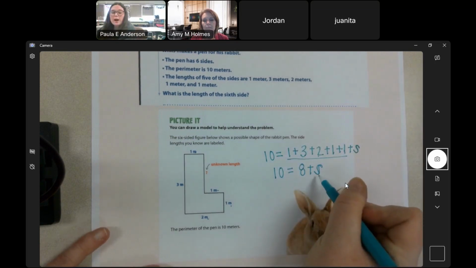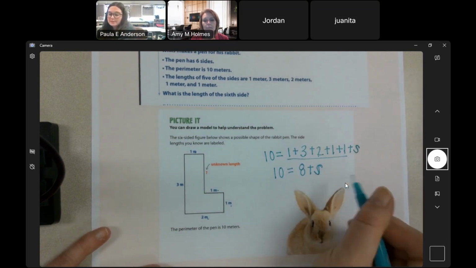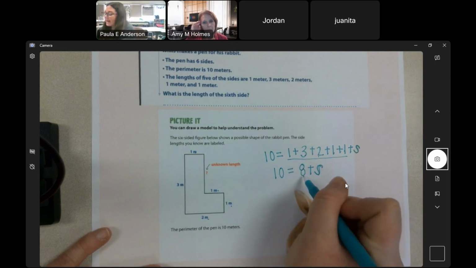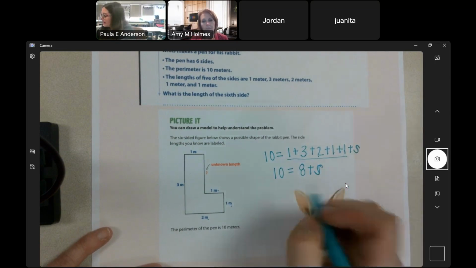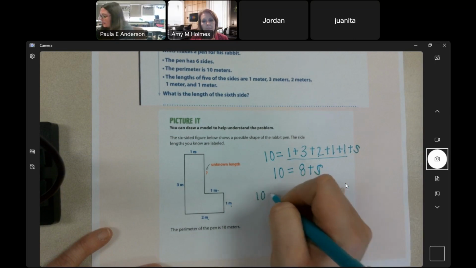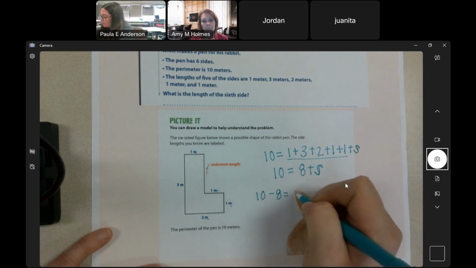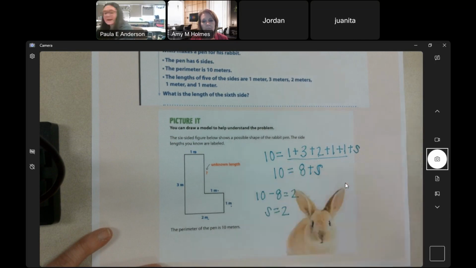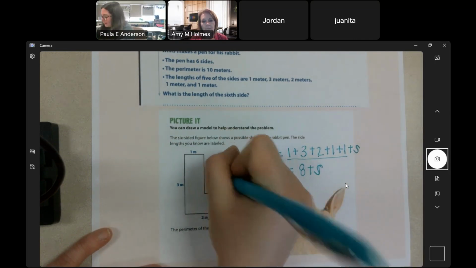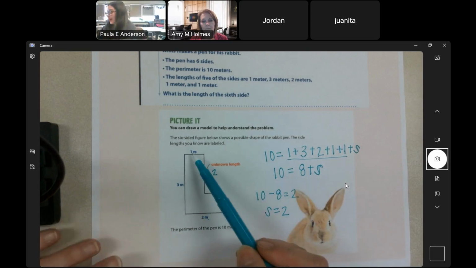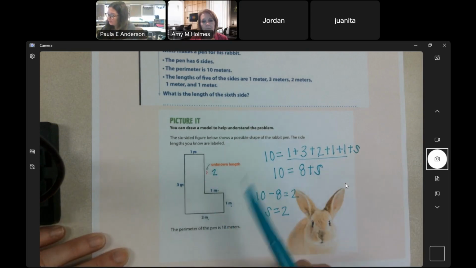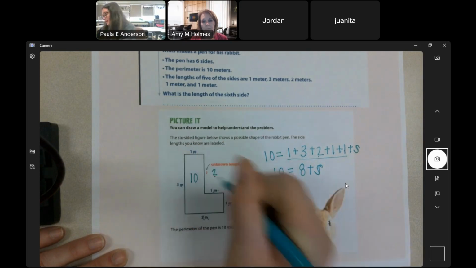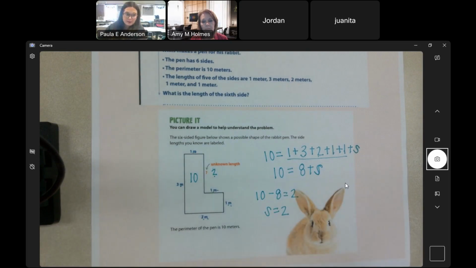So we know that our S has to equal something that, when added to 8, is going to give us 10. So we can say, okay, we know we have to equal 10. We have 8. We subtract, we get 2. So we know that missing side has to be 2. And we can check our work. We can say, okay, 1 plus 3 is 4, 5, 6, 7, 8, 9, 10. And because our perimeter is 10, we know that we have answered that correctly.